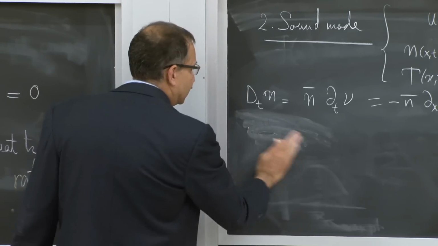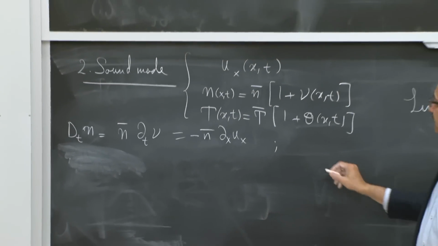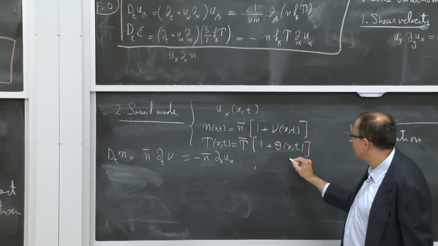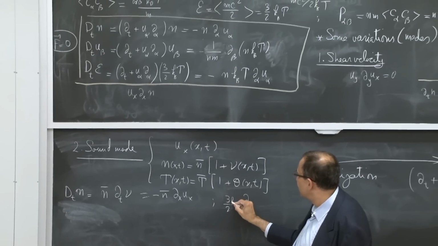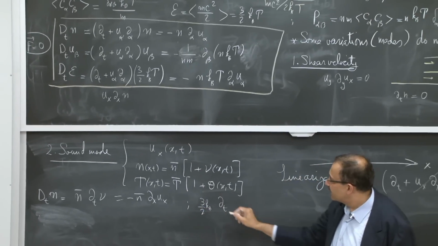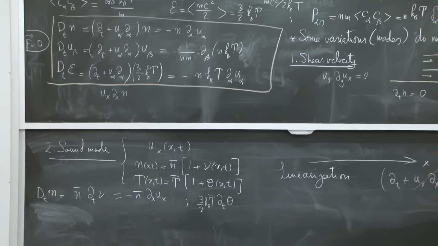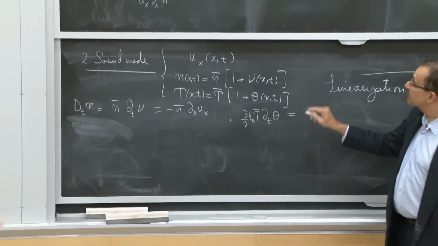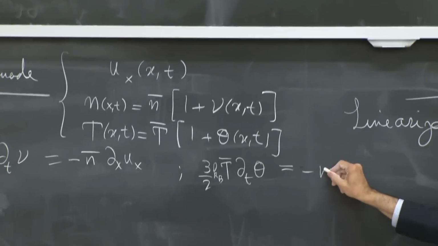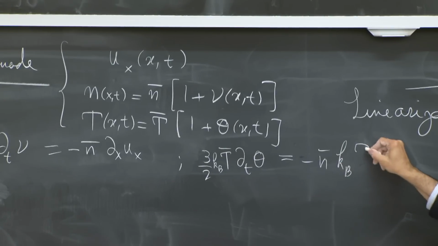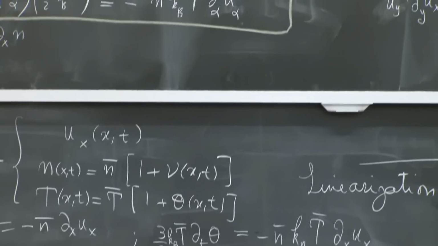Well, actually, let's write down the equation for temperature. Let's look at this equation. So I have dt acting on 3/2 kb times t. I will pick up t bar, and then I would have dt of theta. What do I have on the right-hand side? I have a derivative here. So everything else here I will evaluate at the 0th order term. So n bar kb t bar dx ux. Okay.